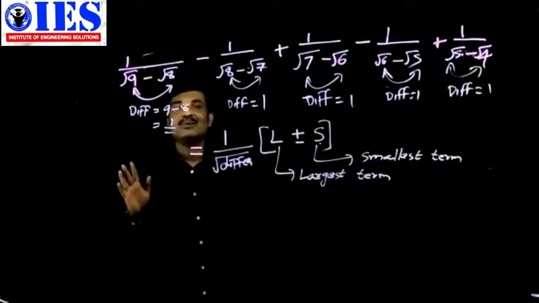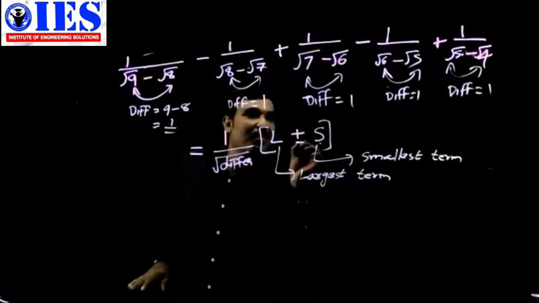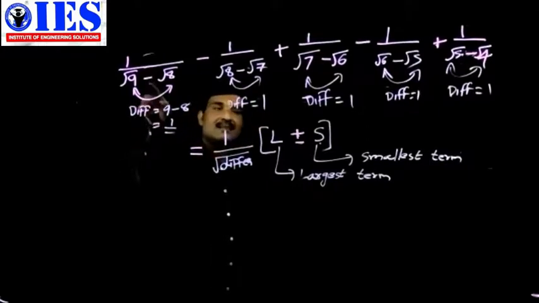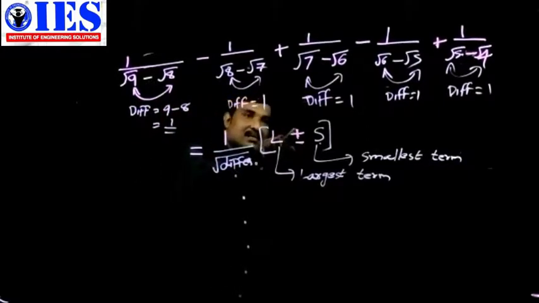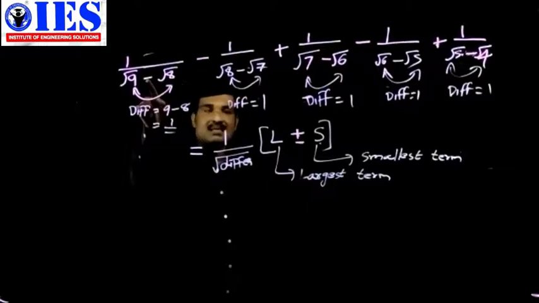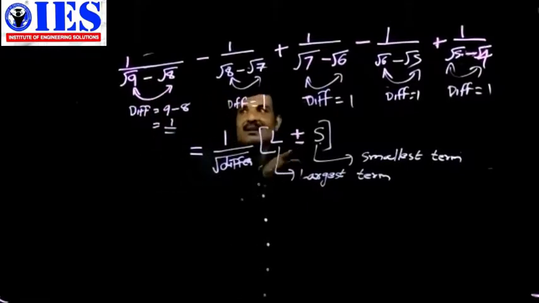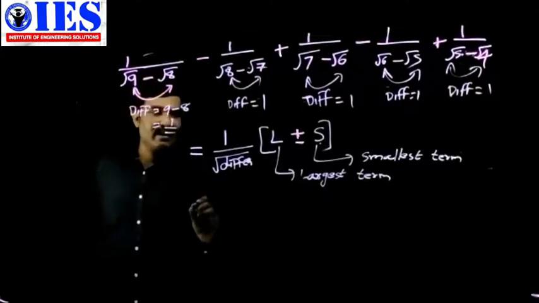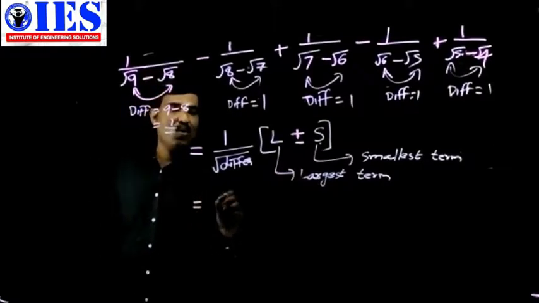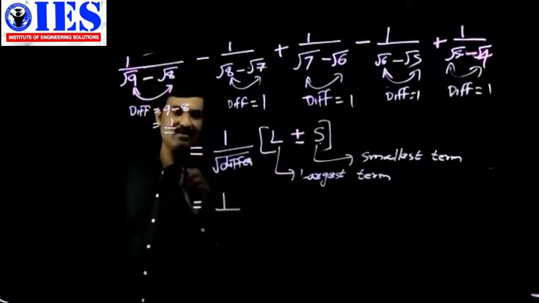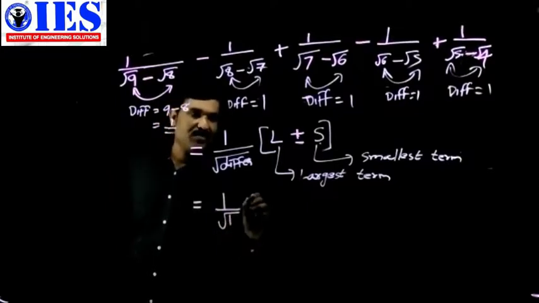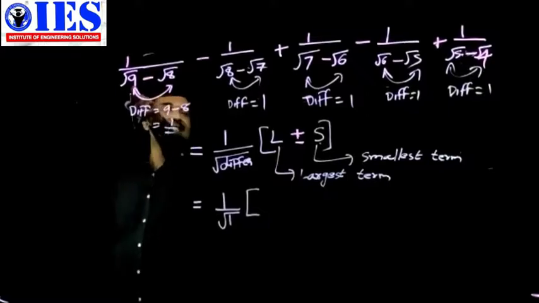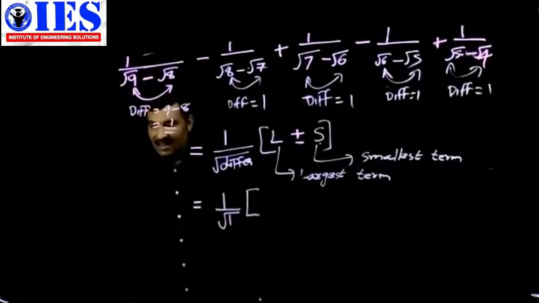Right. Now, I wrote here plus or minus. Suppose here it is minus, then in the answer, this becomes plus. Suppose this becomes plus, then in the answer, this becomes minus. Right. So here we have minus. So we can write this is equal to 1 by square root of the difference. The difference we know is 1. Square root of 1 multiplied by the largest term. What is the largest term? The largest term is 9.